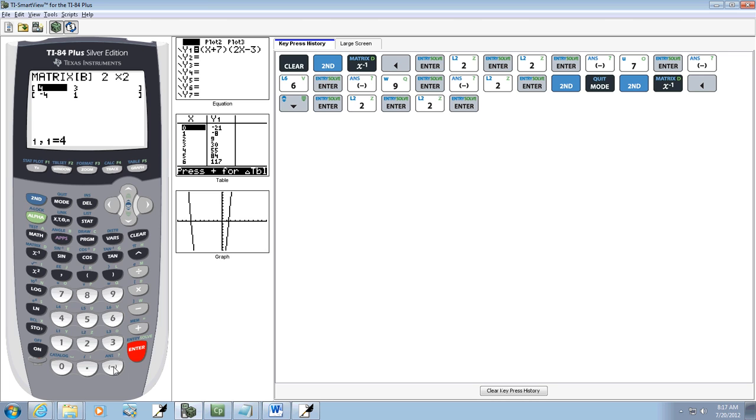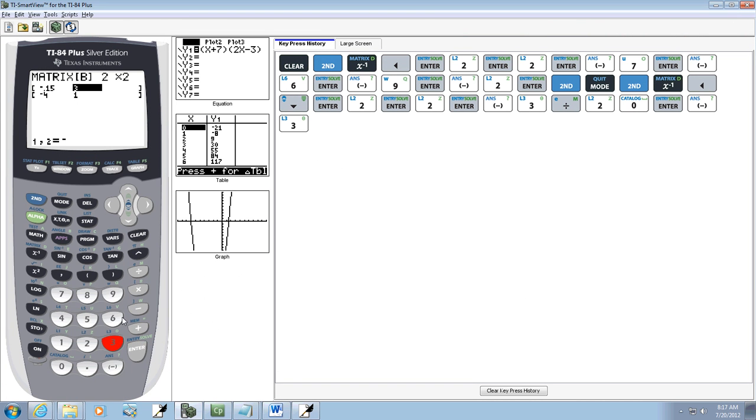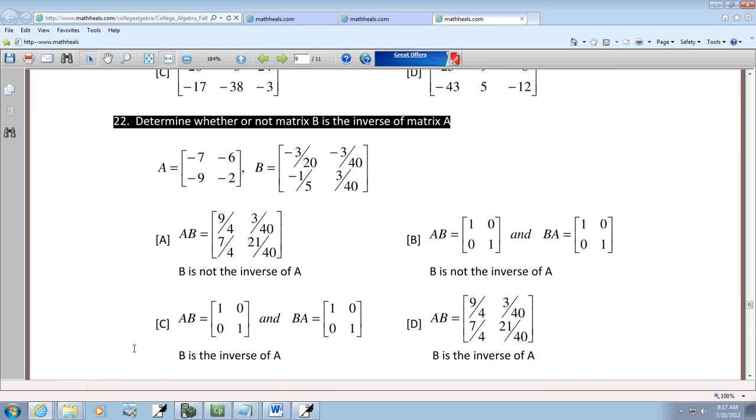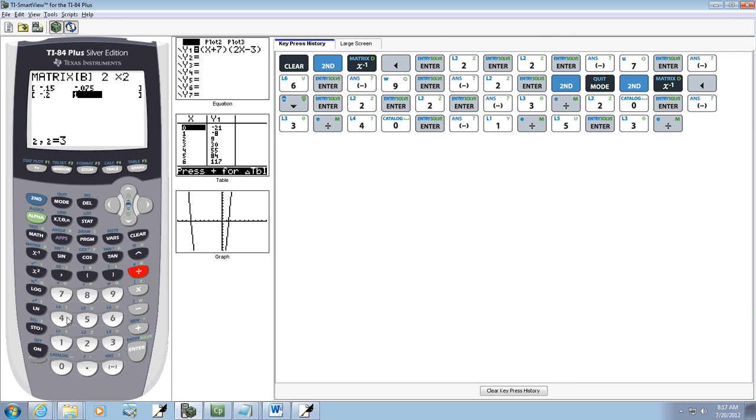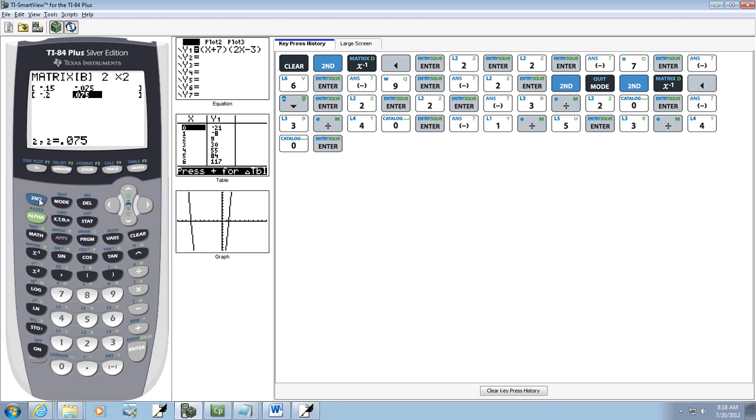And we got negative 3 over 20, so negative 3 divided by 20, enter. Negative 3 divided by 40. Negative 1 divided by 5. And 3 divided by 40. Okay, then exit out. Do a second mode. Now let's multiply them together.